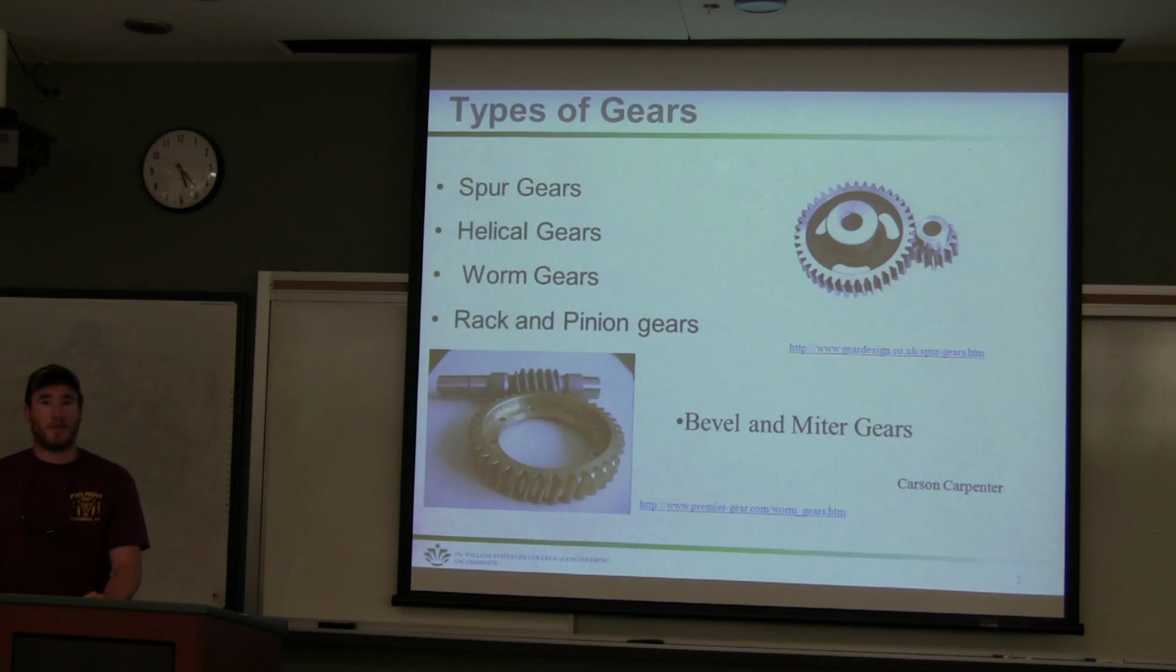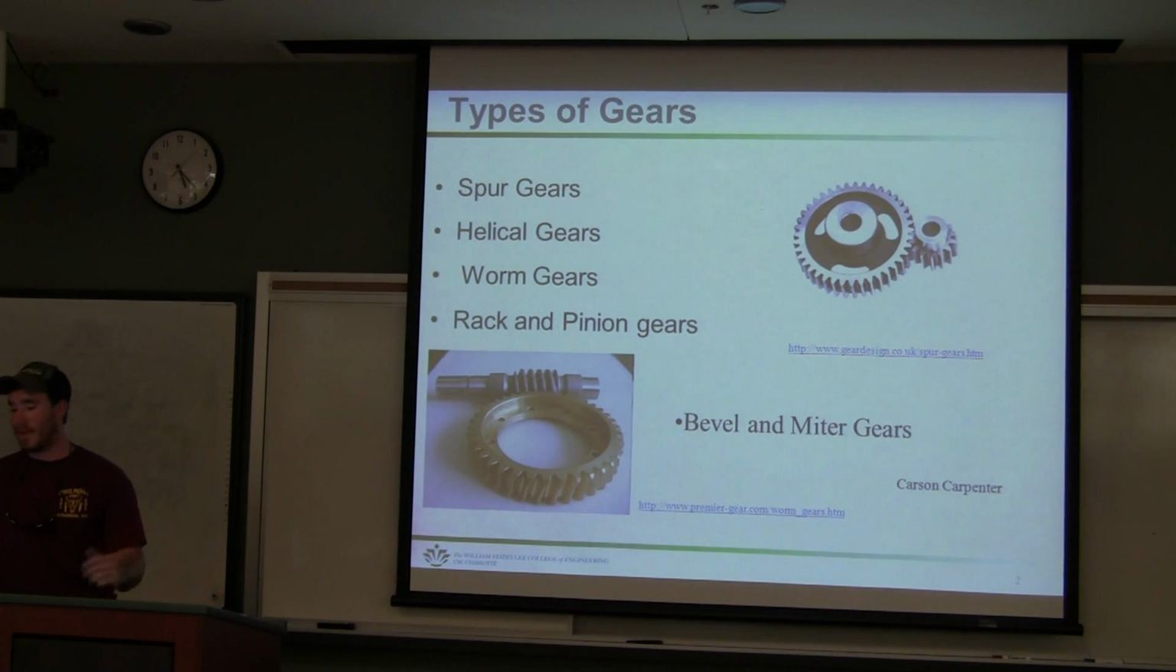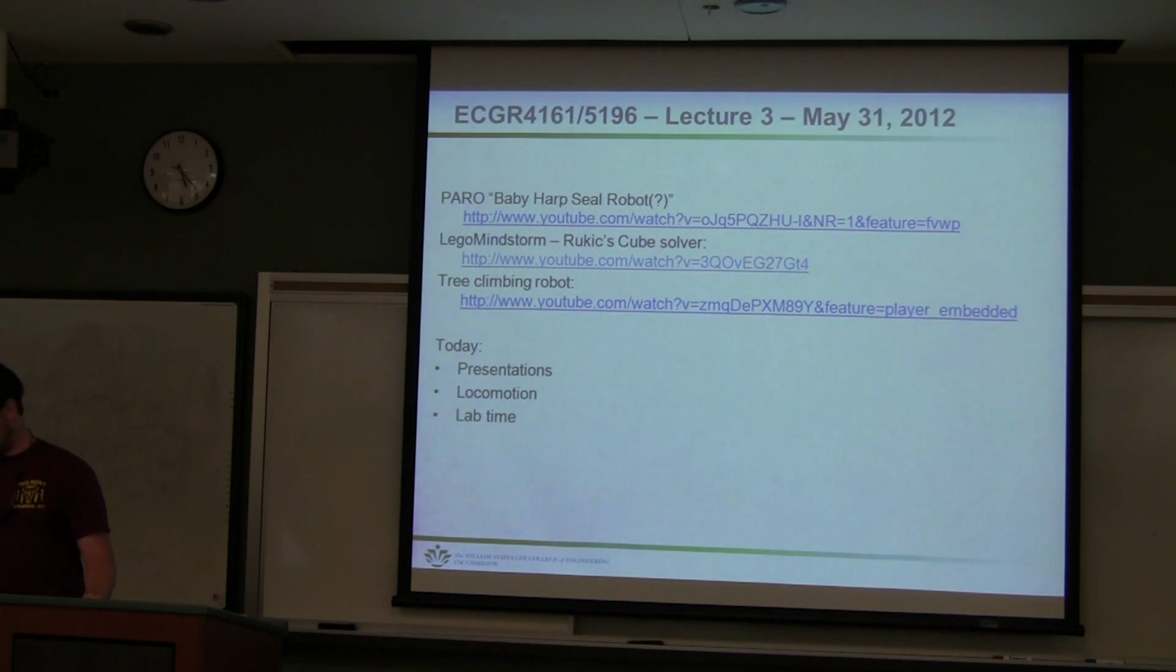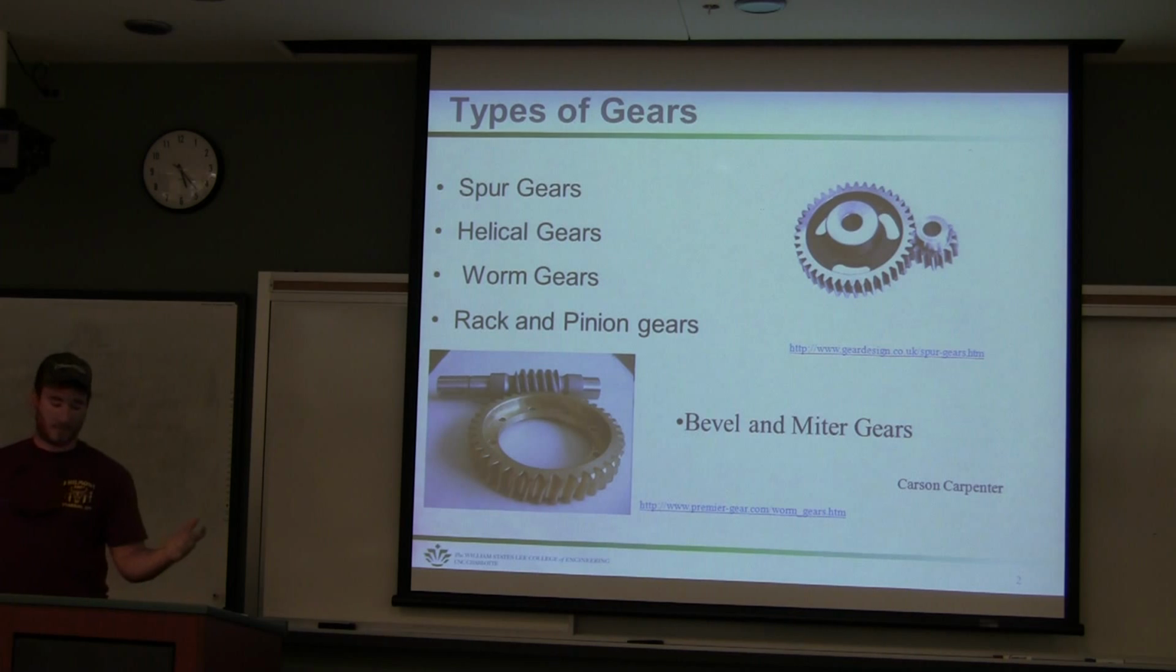Helical gears are pretty much the same as spur gears, except the teeth are on an incline. Worm gears are like this one down in the bottom, and they just move pretty slow. Rack and pinion, everybody has one if you drive a car. That's how your front wheels are steered. And then there's bevel and miter gears as well. So that's just several different types of gears that are used in everyday life.